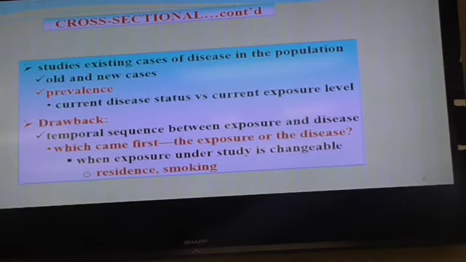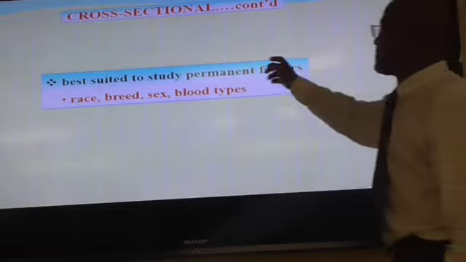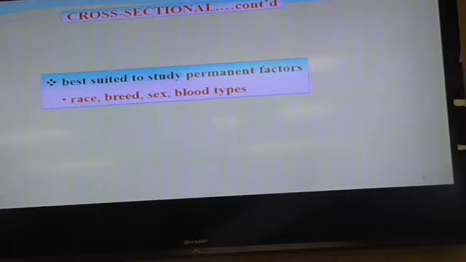So these types of studies are usually good for permanent factors, like race, breed, sex, and blood types, which normally do not change. Then in that case, whatever result you receive based on cross-sectional studies can indicate the real situation. So to study permanent factors, you can still use cross-sectional studies, but for factors that change, it is very difficult to establish that association.